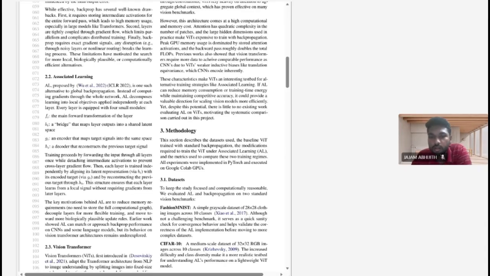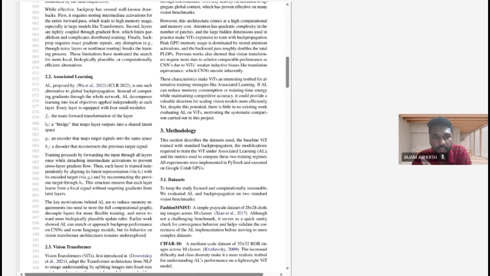Now let's talk about the model architecture. We used a lightweight vision transformer for this study. So vision transformers, they're different from traditional CNNs. Instead of convolutions, they split images into patches and treat them as tokens, kind of like words in a sentence.